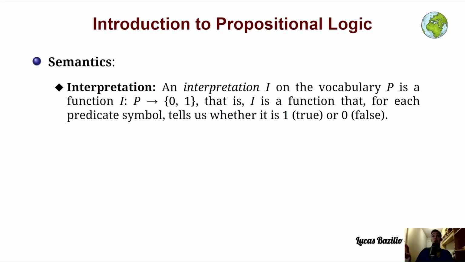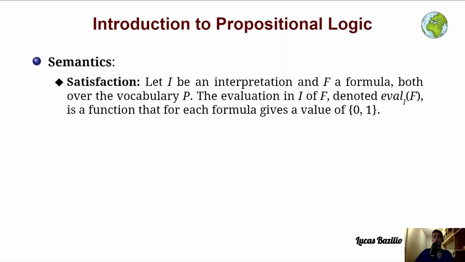So notice that in this logic, the possible values for the predicate symbols are Boolean values. A predicate symbol is either true or false. Let us now define the concept of satisfaction. Given an interpretation I and a formula F, both over the vocabulary P, the evaluation in the interpretation I of the formula F is denoted eval with subindex I of F. This is a function that for each formula gives us a value of 0 or 1.